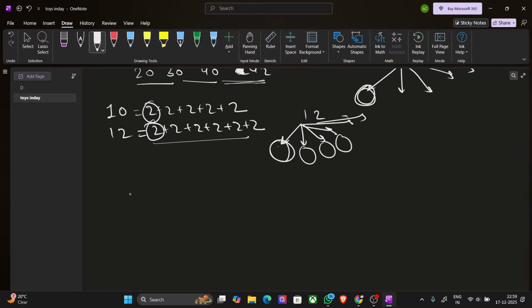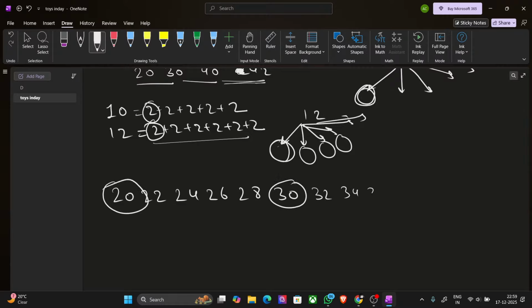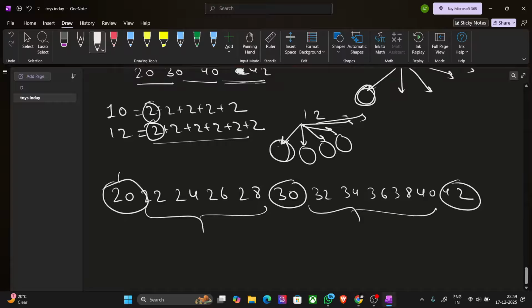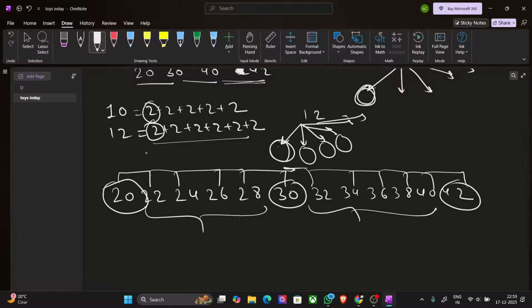So I can write my AP as 20, 22, 24, 26, 28, 30. As you can see, these are my original elements. Then I have taken 32, 34, 36, 38, 40, 42. These are my original elements, and the elements which I added are these. Now, as you can see, all the elements are in AP. I have broken this difference 10 and this difference 12 in such a way that all the elements have the same difference.